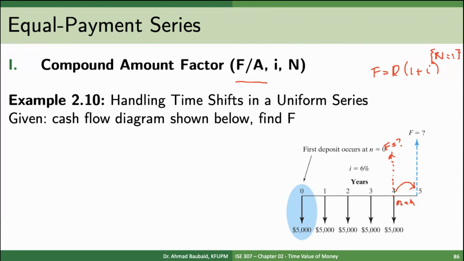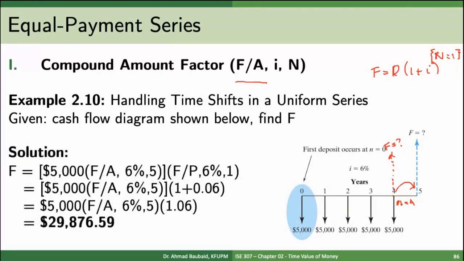Right? So again, 2 steps. You first compute the equivalent worth of the equal payment series at time period 4. That's exactly using the formula that we just went over. And then you just move it 1 time period ahead in the future by applying 1 interest factor to it. And that gives you the future value at time period 5.